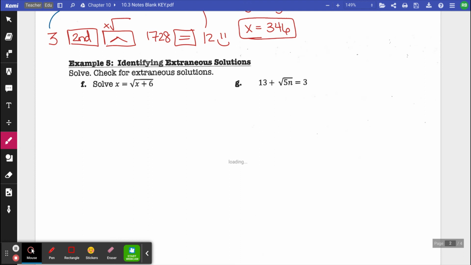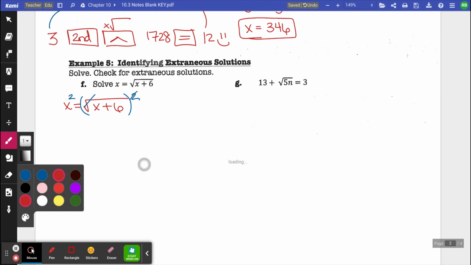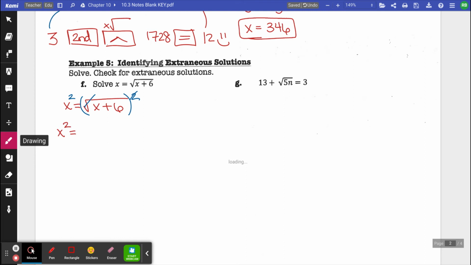So let's try it. For this one, we have x is equal to the square root of x plus 6. Well, I want to get rid of the square root, so we're going to square it. But whatever I do to one side, I have to do to the other. So that goes away, and we have x squared is equal to x plus 6. You know how to solve this. You just took a test on solving quadratic equations. We're going to subtract x and subtract 6 from both sides. And I have x squared minus x minus 6 is equal to 0.